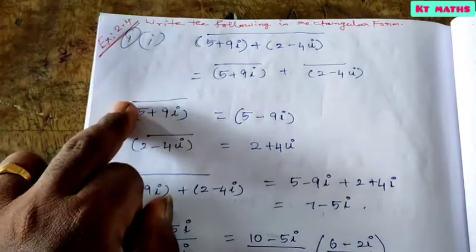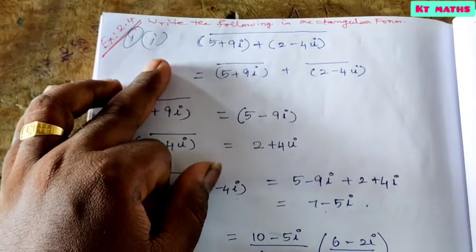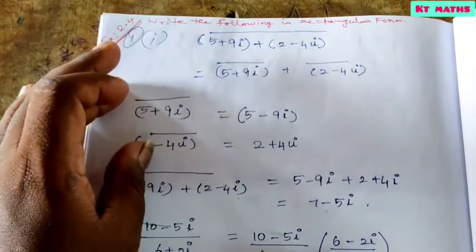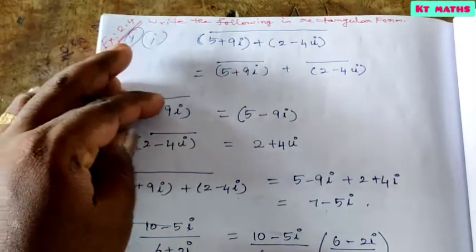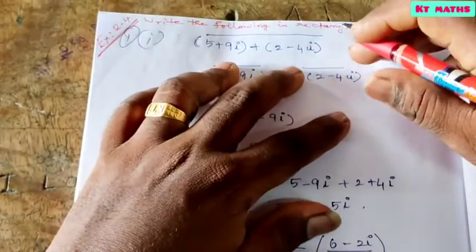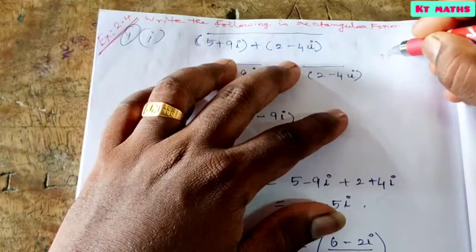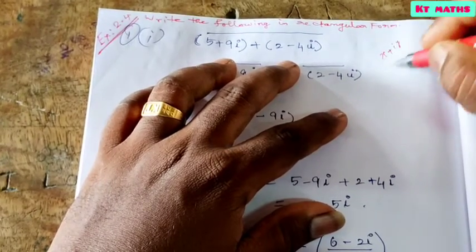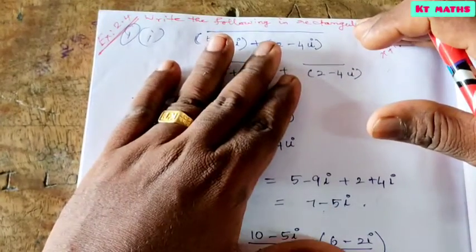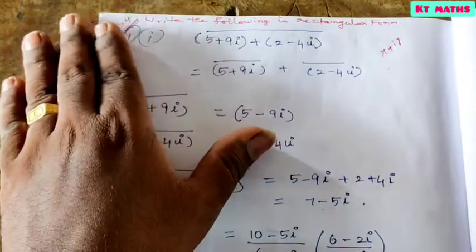Exercise 2.4, sum number 1, first subdivision. The question is: write the following in rectangular form. So 3 subdivisions are given, and we need to convert and write them in rectangular form. So what is rectangular form? The rectangular form of a complex number is x plus iy. So we are going to convert the given expression into rectangular form.